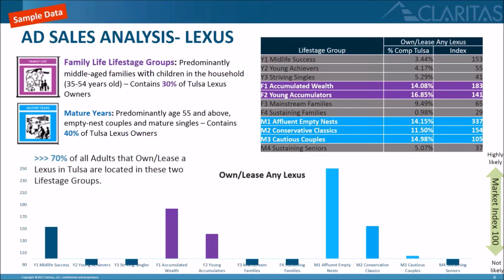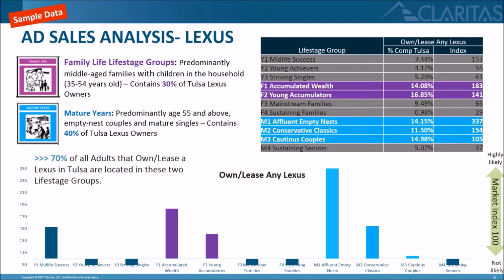The other measure that I want to call out to your attention is the percent composition. You can think of percent composition as a piece of the pie. In this case, the accumulated wealth target makes up 14% of the Lexus customers in the Tulsa market. It is important to note that these measures work best in tandem, meaning we want to make sure that each life stage group has a high index or likelihood to be a customer and makes up a significant portion of the market. That way we can ensure that we have a focused and profitable core customer base.